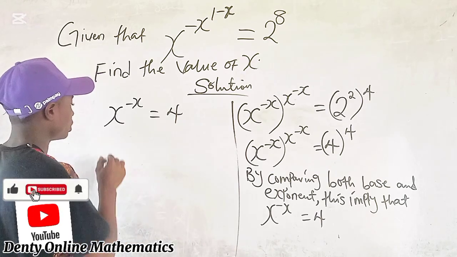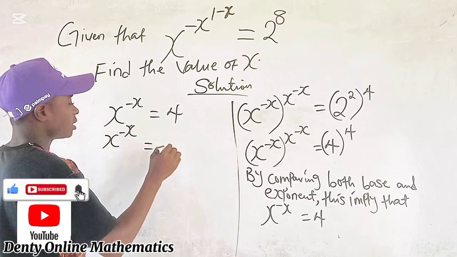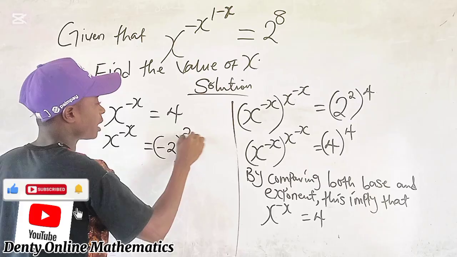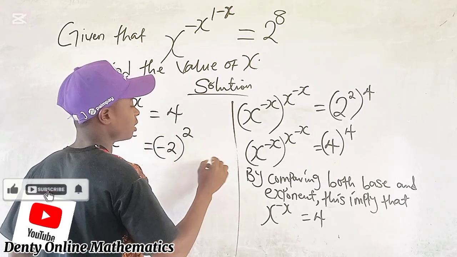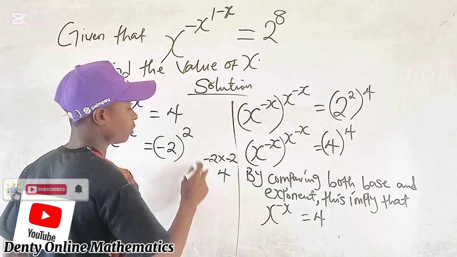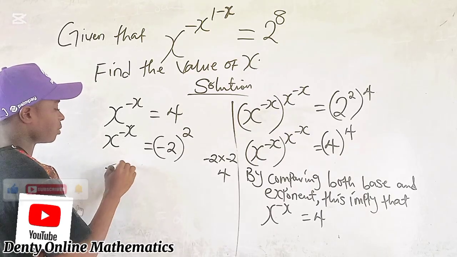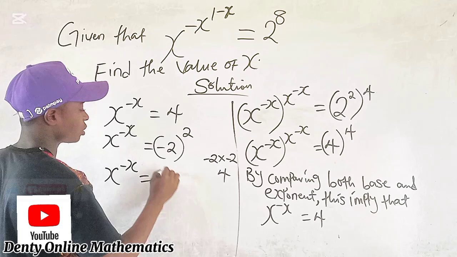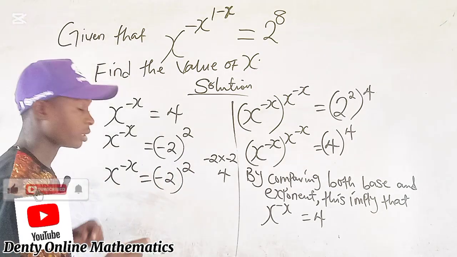Now this is another thing we need to know. 4 is the same thing as minus 2 all squared. You know, minus 2 all squared means minus 2 times minus 2, which is positive 4, because minus times minus is plus. So therefore, x raised to the power of minus x is equal to minus 2 all raised to the power of 2.